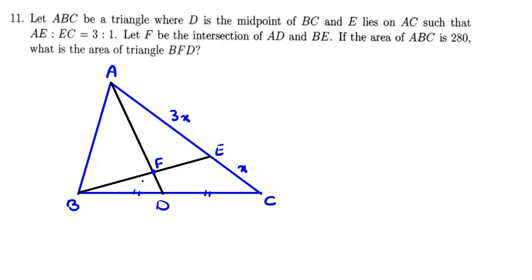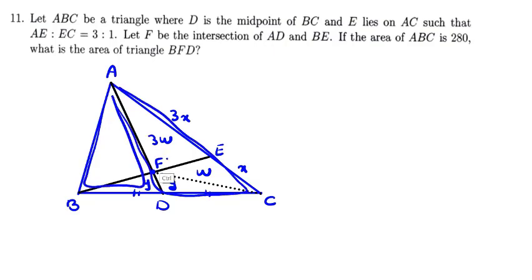Okay, so let's call this area y. If I draw this, connect F to C, then this area is also y. Now if this area is w, because it is x and 3x, this will be 3w, and because D is the midpoint, the whole part here is equal to the whole part here. If we subtract y from both sides, 3w plus w, it will be 4w.